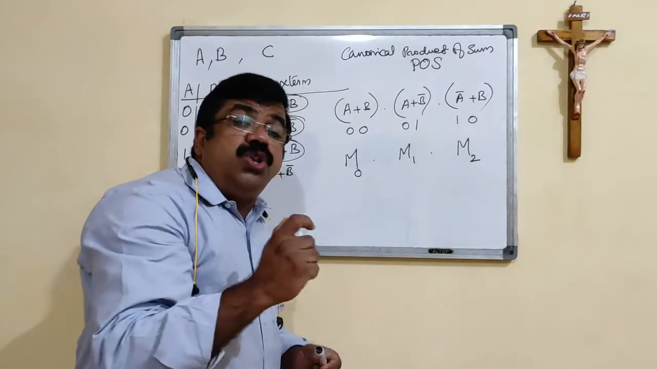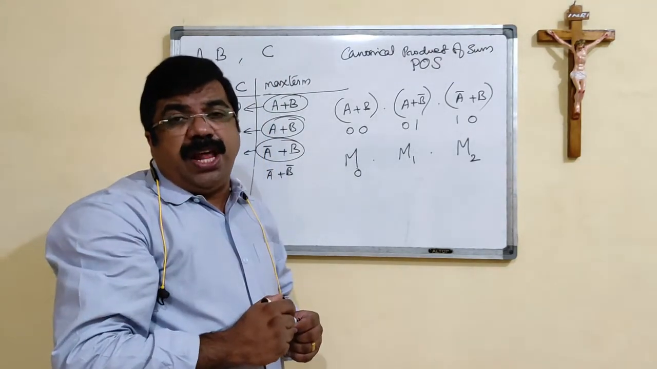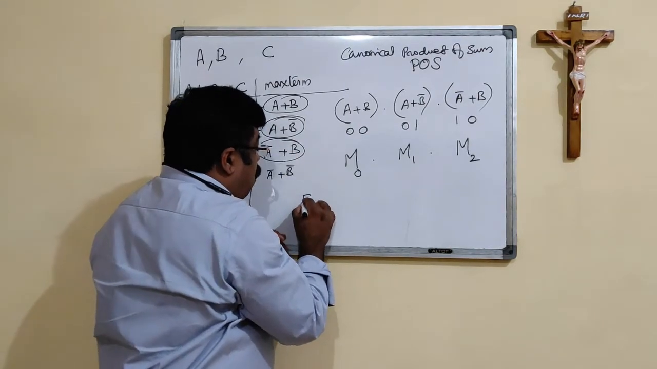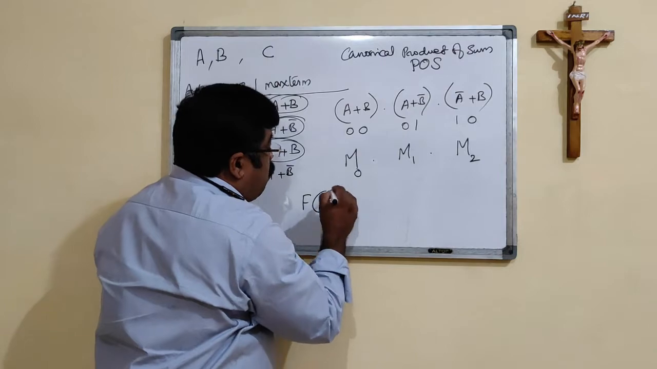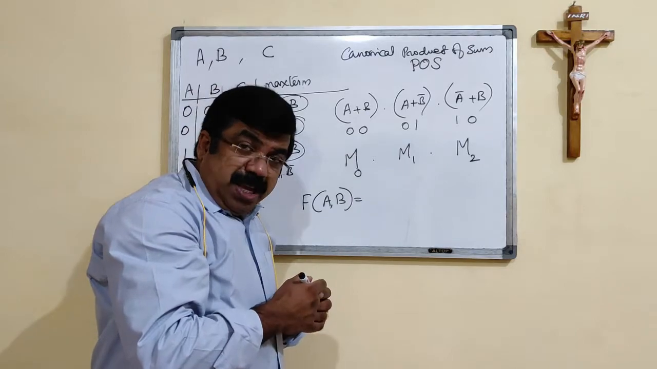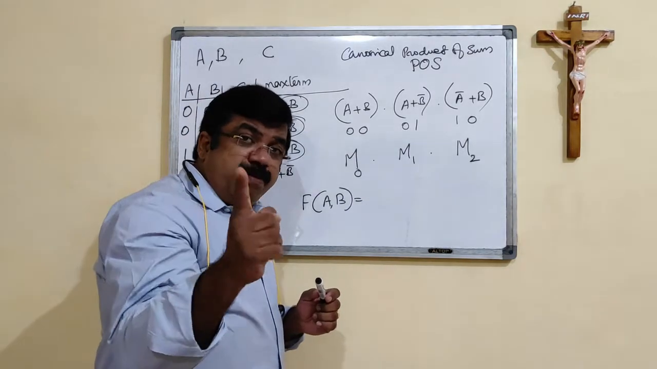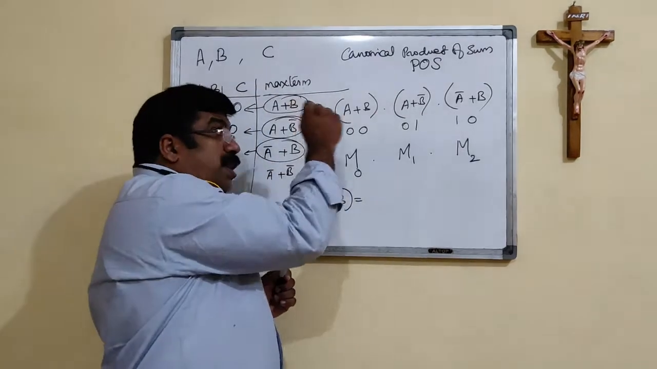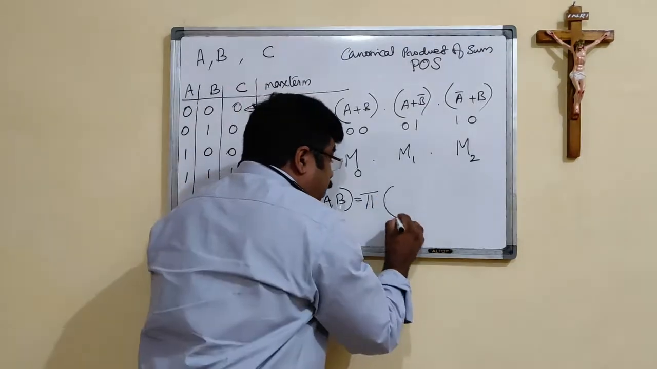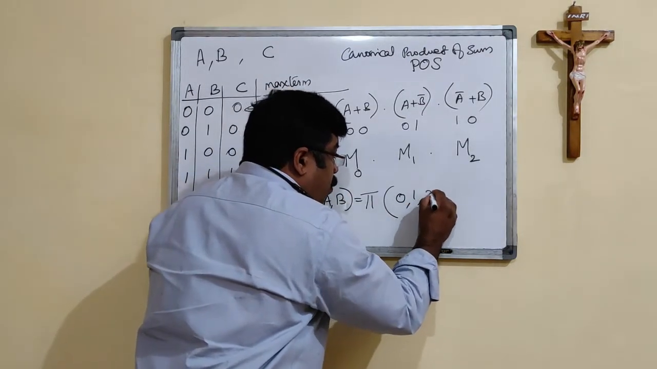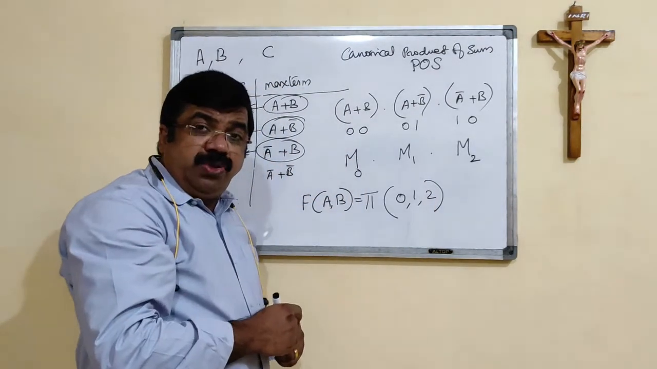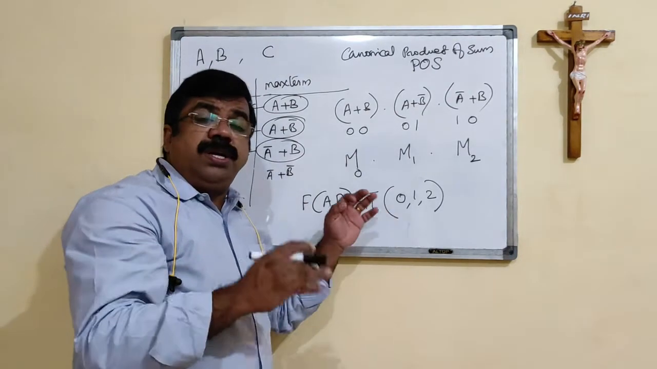Okay, now we are going to see the cardinal form of the canonical POS. What will we do? We know f of A comma B is equal to. In the previous case, we wrote it as sigma because it was sum of products. And for the product of sums, we have another symbol, that is the pi symbol, pi with the 0, 1, 2, showing that these are the max terms which are producing an output 0.